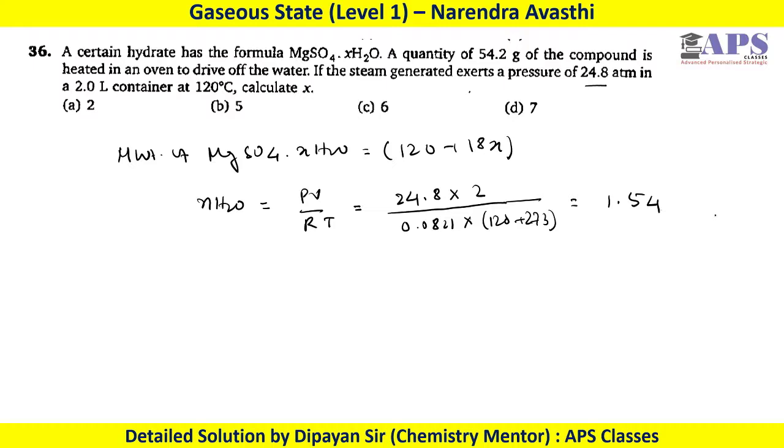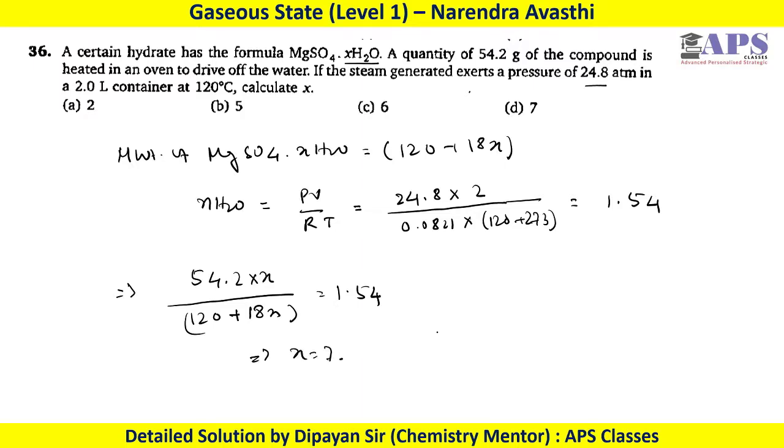1.54. Okay, so according to the question, we can write 54.2 into X, where X is number of water molecule or number of mole of water molecule, divided by 120 plus 18x equal to 1.54, and if you solve this, X will become 7. Okay, so we have a formula which is MgSO4.7H2O. So option D will be the correct option.